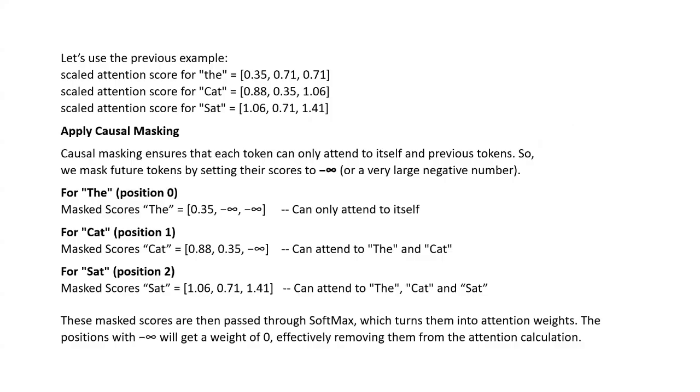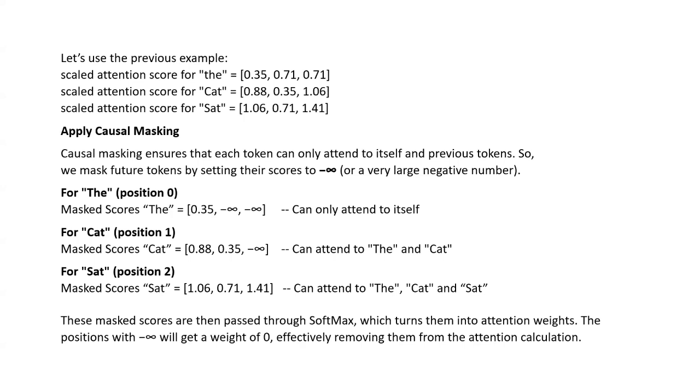We have got the scaled attention score, right? We have got the scaled attention score for cat. We have got the scaled attention score for sat, right? How will we apply causal masking here? You apply causal masking so that each token can only attend to itself and previous tokens. So we mask future tokens by setting their score to minus infinity. You see the attention score with respect to the future token, which is sat, is set to negative infinity here. So now it does not have any score related to the future token.